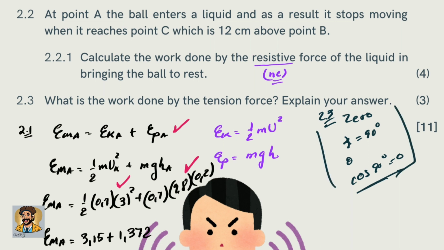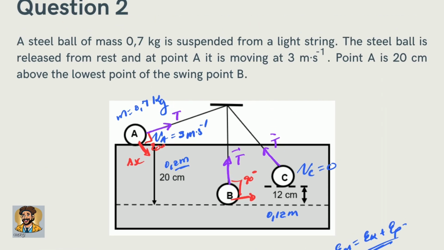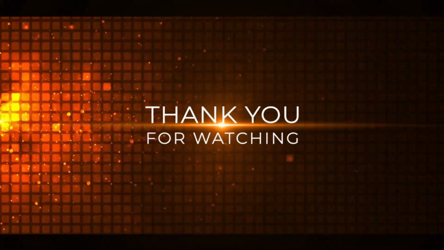That you have to do in Word, guys. And there are 3 marks: 1 for saying 0, 1 for saying the angle is 90, 1 for saying cosine of 90 is 0. And this is the end of this first challenge question of the self-assessment.